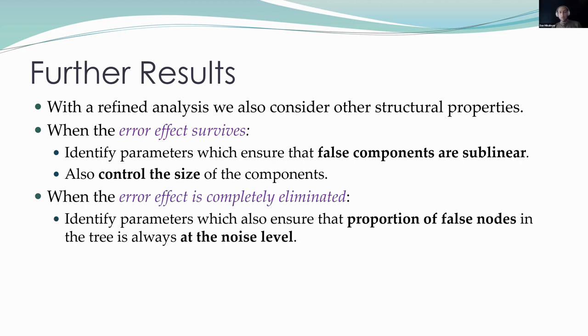Another thing we look at is when the error effect is completely eliminated. You will always have some false nodes, simply because the tree keeps generating false nodes by this parameter epsilon. So you can ask, when error effects are completely eliminated, how many false nodes do you actually have? What is the proportion of false nodes? And we show that, again, there is a set of parameters in which there are no false nodes above the noise level, above that parameter epsilon. Those are in brief our results.